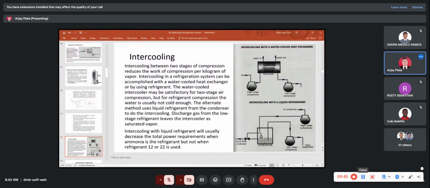Intercooling. So aside from the flash gas removal, we also have intercoolers. Intercooling between two stages of compression reduces the work of compression per kilogram of vapor. So that's the purpose of an intercooler, to reduce the work of compression. Later when we are solving problems, you will realize that the work of compression is reduced when we have an intercooler.